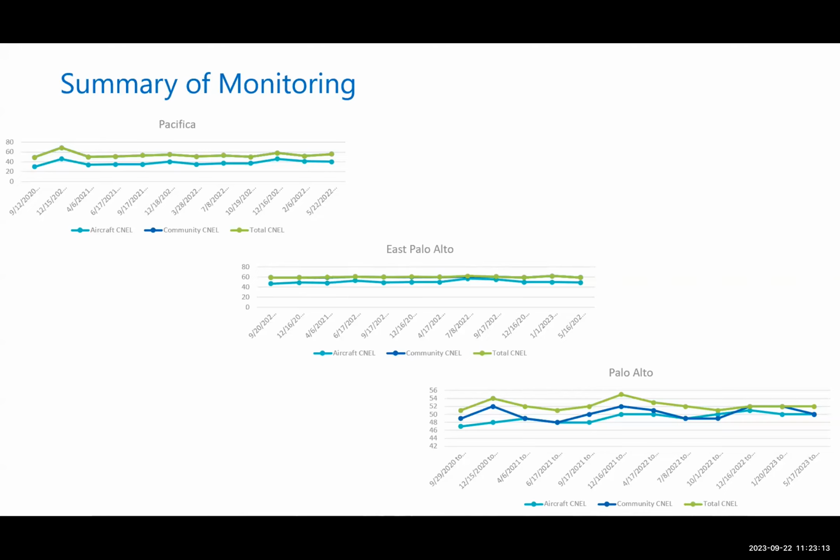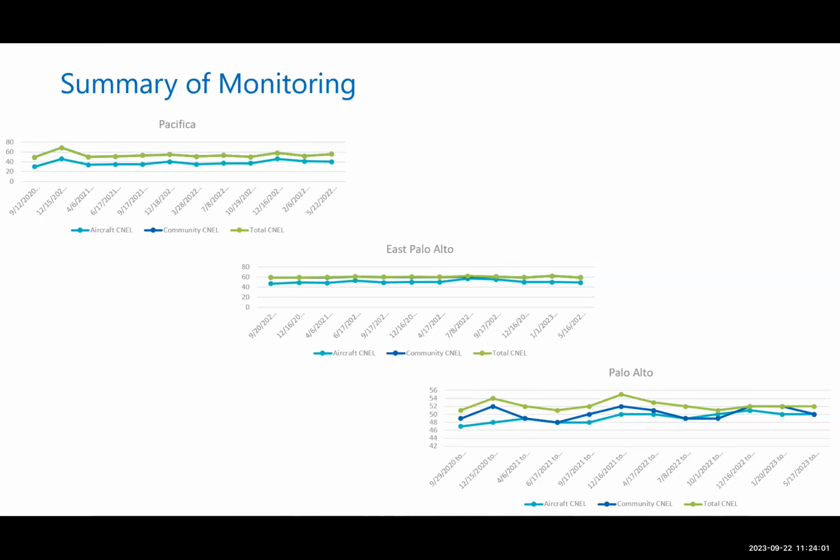So as we look at these, we're looking at the aircraft CNEL, community CNEL, and their total. You can see that the aircraft CNEL in Pacifica is the lowest of the three lines. The green line sits smack on top of the community CNEL, and the reason for that is the noise level is highest there, and your total won't go above your highest, typically. So for all the periods monitored, the median aircraft noise level was 37 decibels, far below 65.